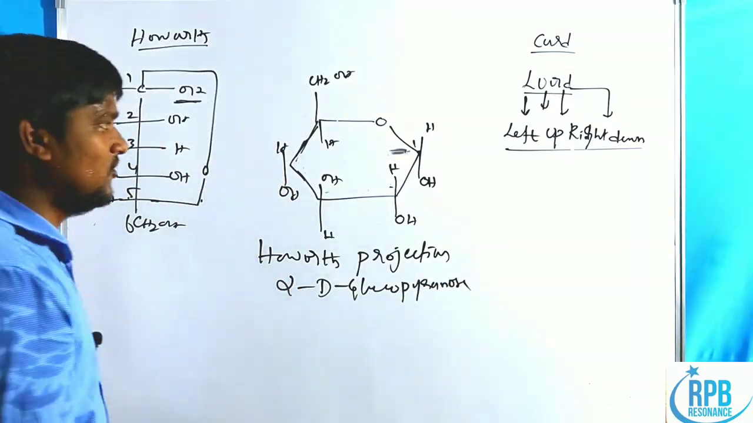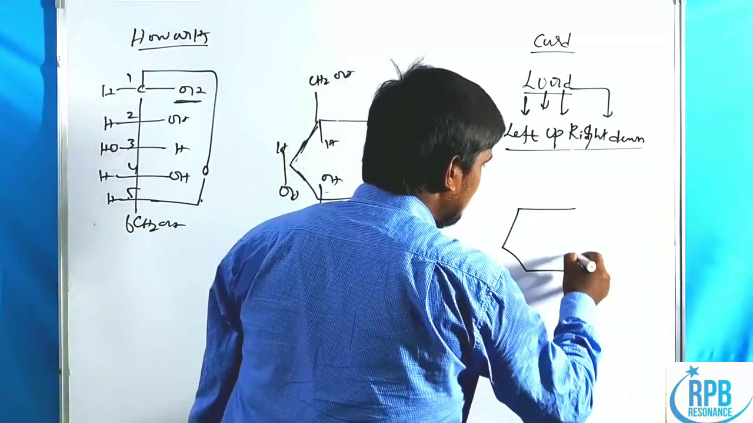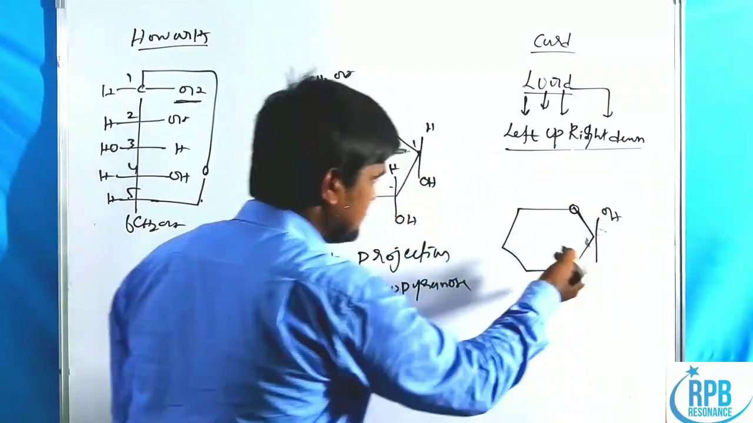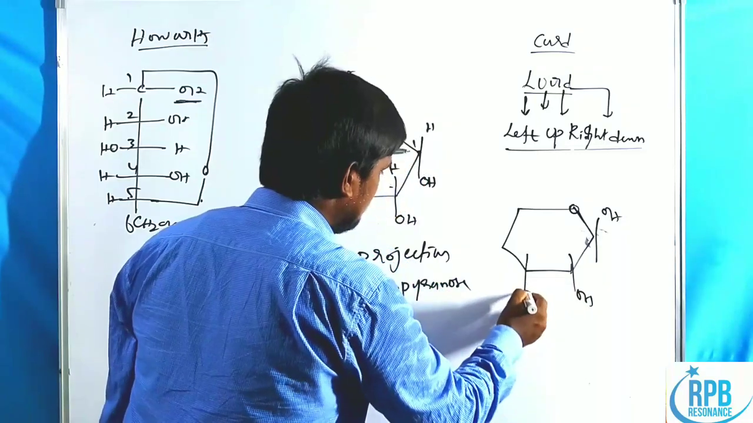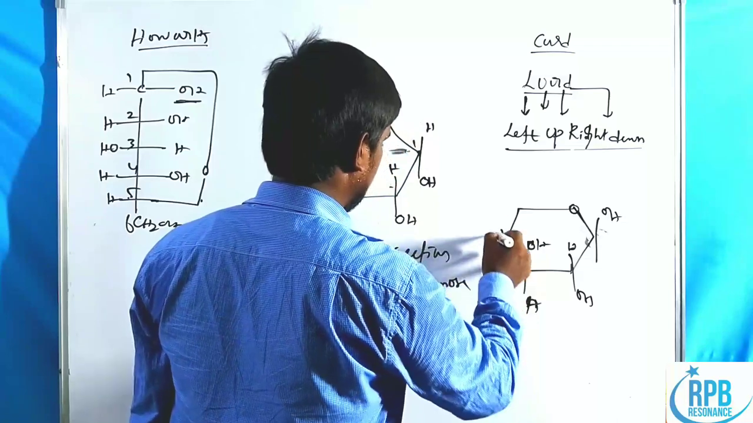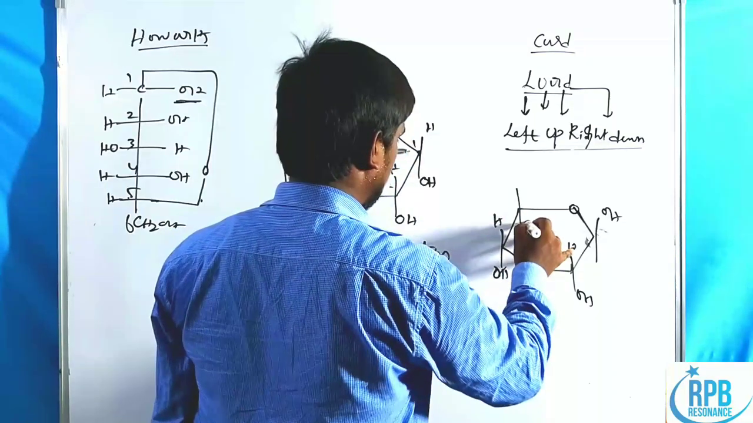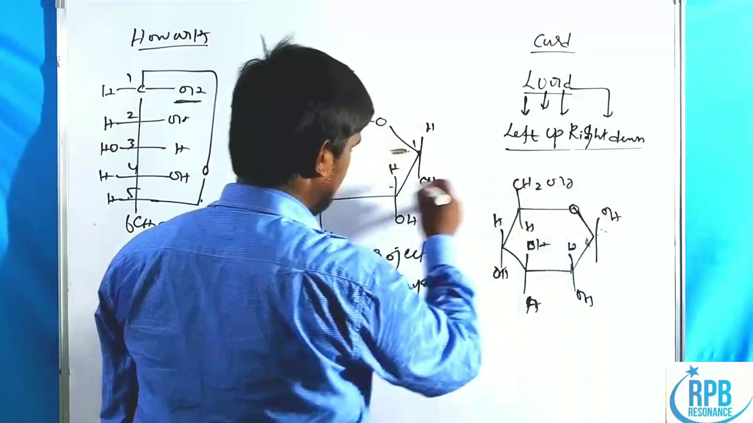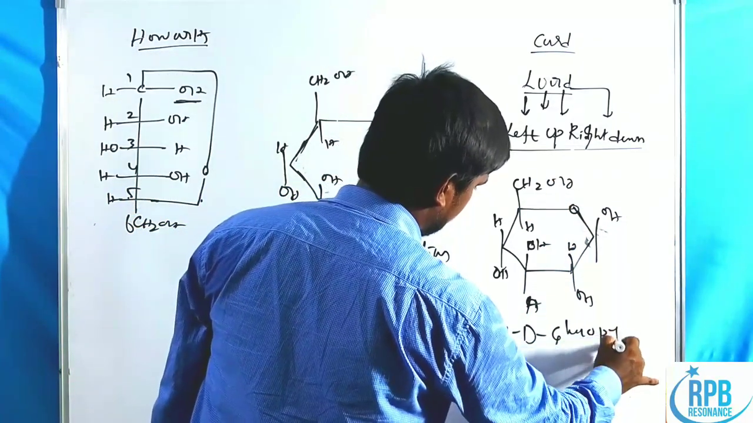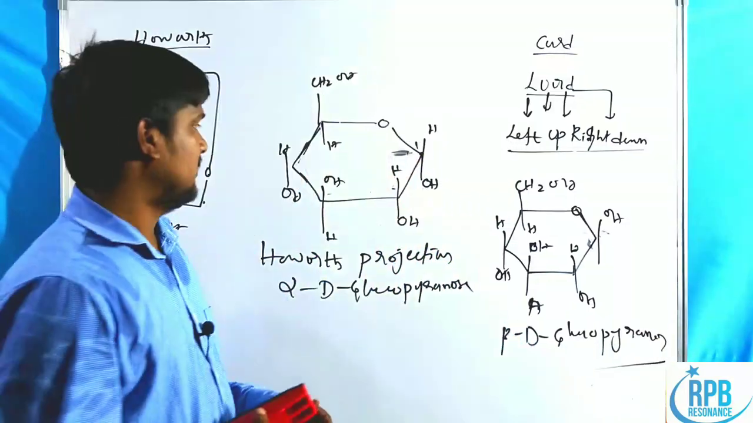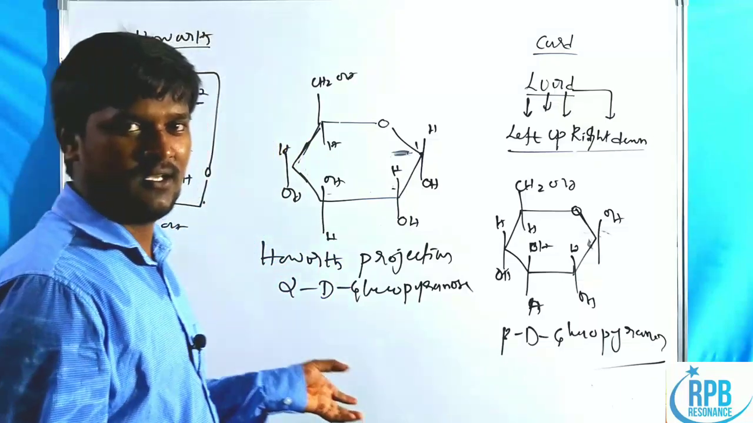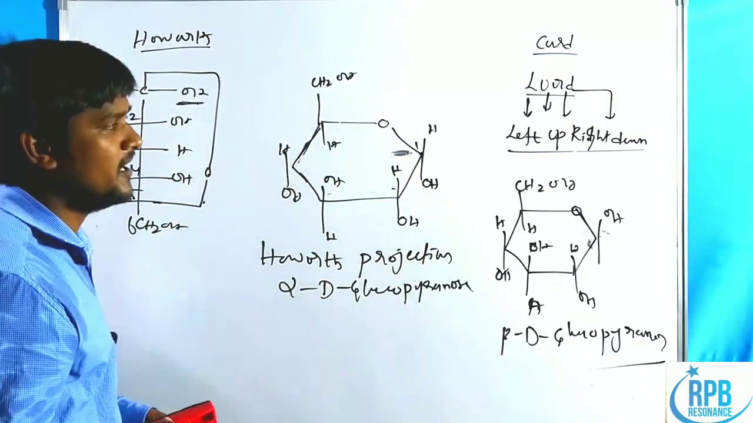alpha D-glucopyranose. In case of beta D-glucose, that is nothing but here only the OH is changed. OH on the top side, then it is the beta isomer. So the remaining are all the same. Okay, this is the alpha isomer. This is the beta D-glucopyranose. Now these two are the alpha and beta D-glucopyranose structures of the Haworth projection.